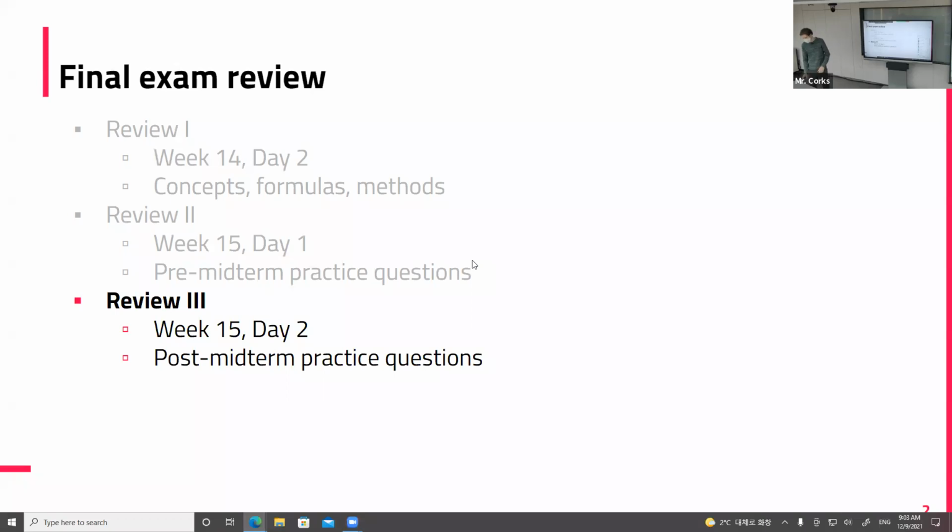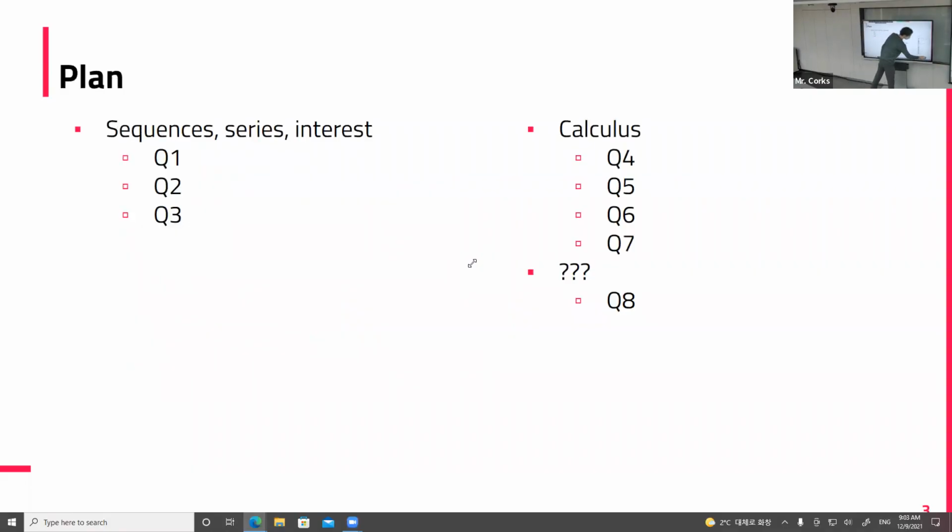So we are in day, or what is this? Week 15, day 2, our final in-person class like this before our exam. This is our last of 3 review sessions. So today we'll be doing the stuff from after the midterm. So that's sequences, series, interest, and all the calculus stuff that we were learning. So that's our plan. Got a whole bunch of practice questions.